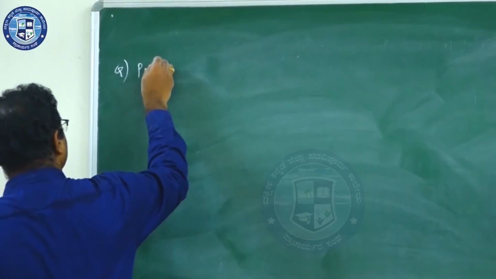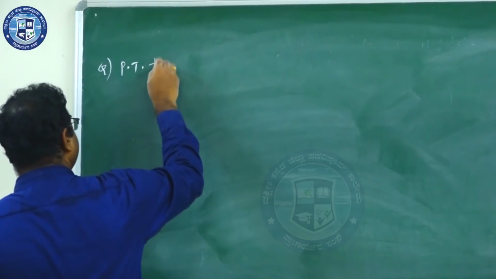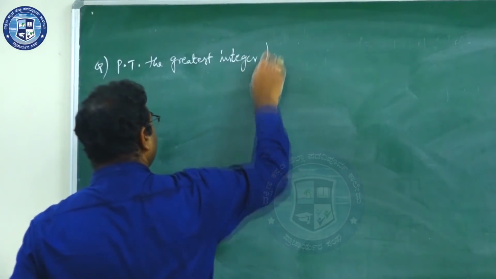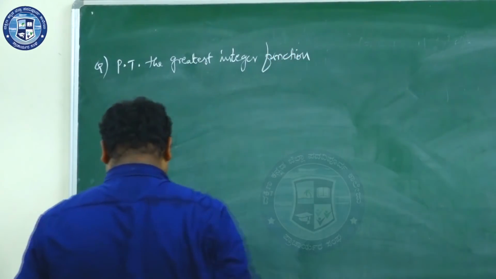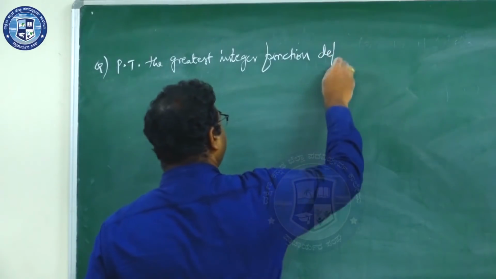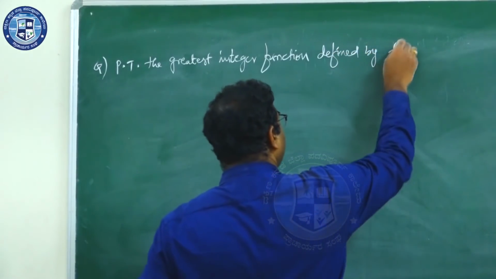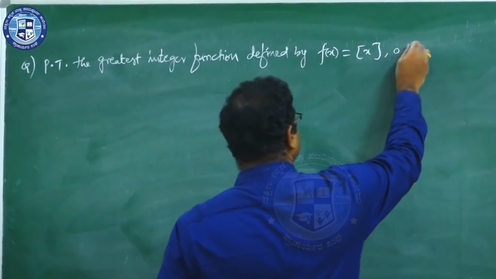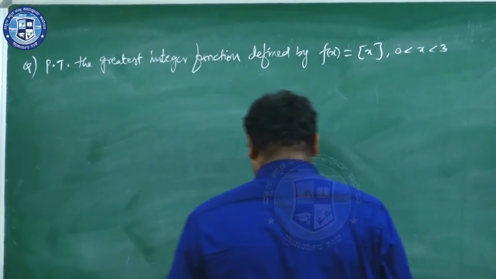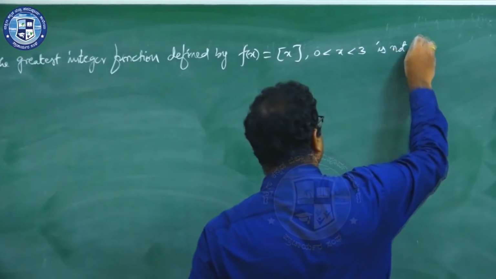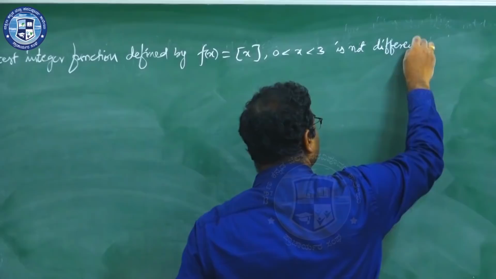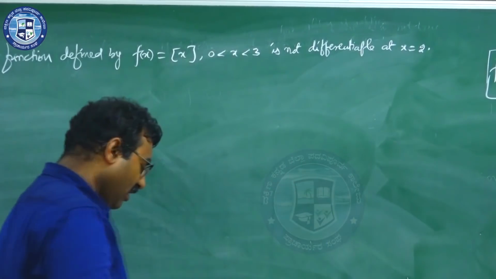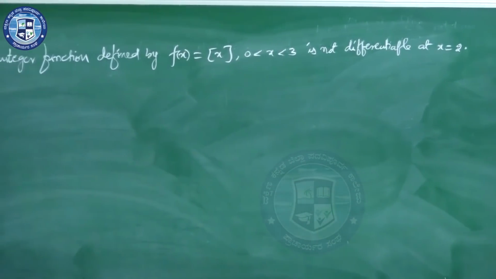Prove that the greatest integer function defined by f(x) is equal to box x, 0 less than x less than 3 is not differentiable at x equal to 2. We see this problem, right?